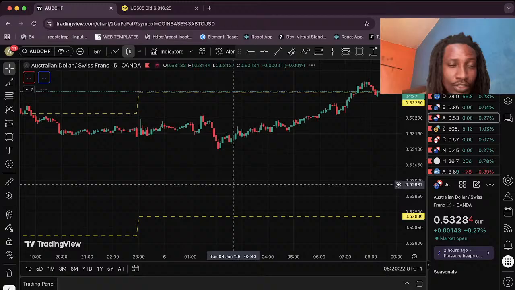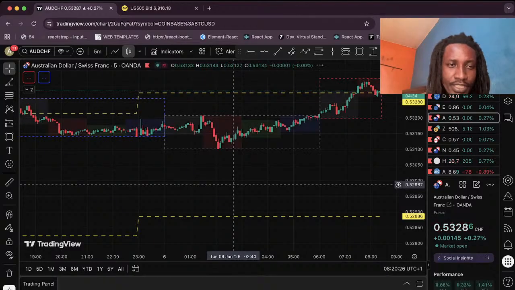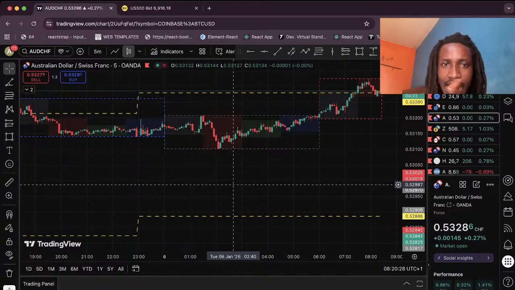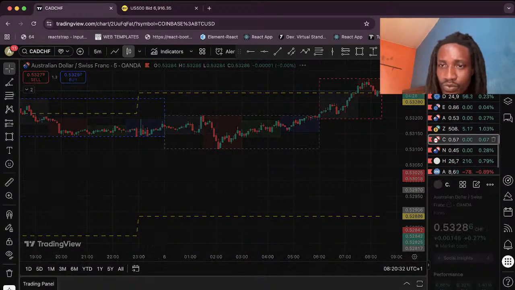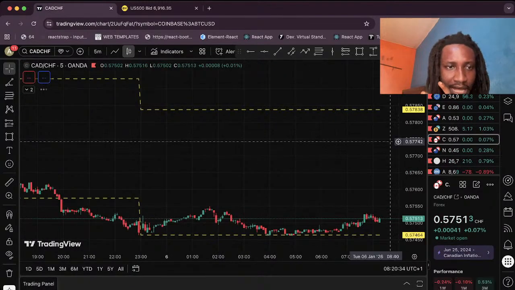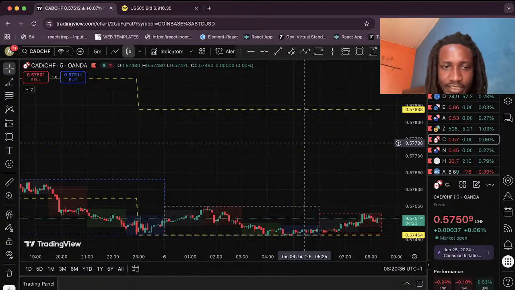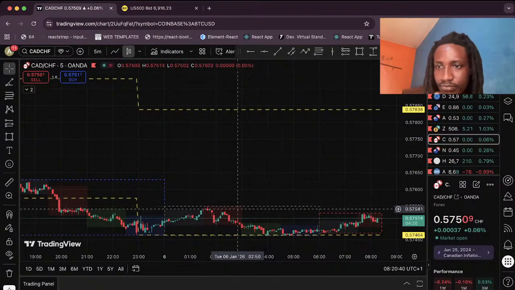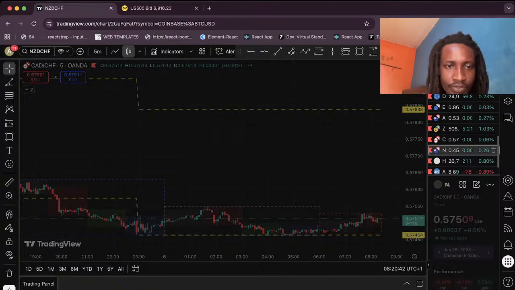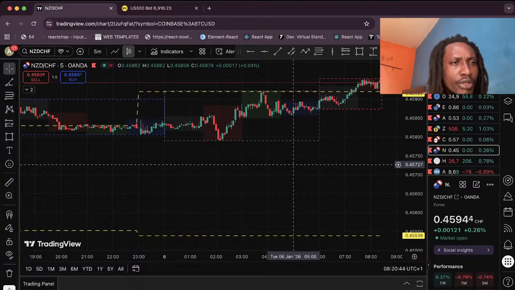AUD CHF, looking at the daily trend and the external structure, it's not aligned. There is no need to look at it again. We'll move on to the next item. Canadian CHF, not aligned. It's not trading where we want it. It's not looking interesting. I'll leave it alone. New Zealand CHF, of course.